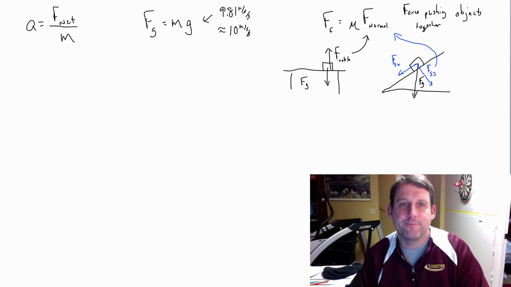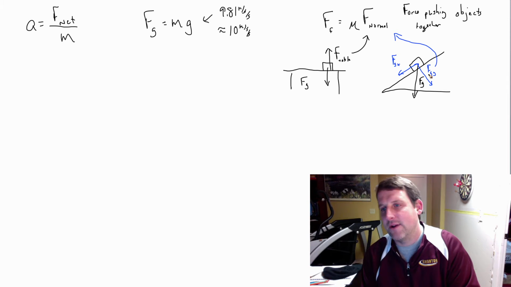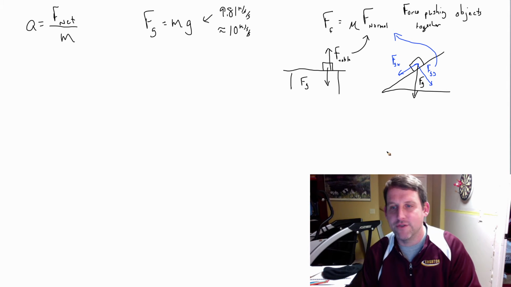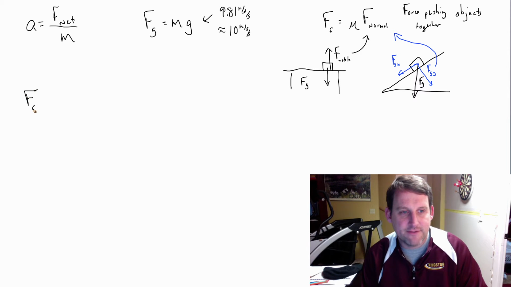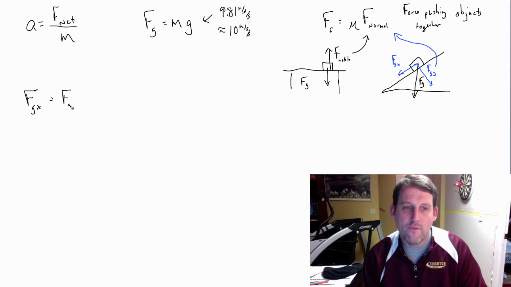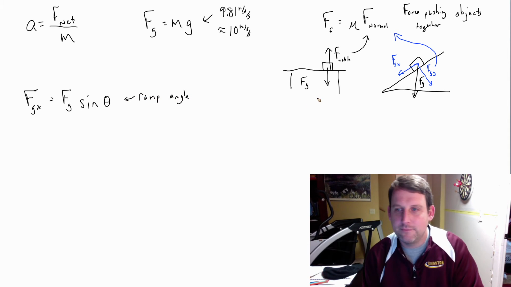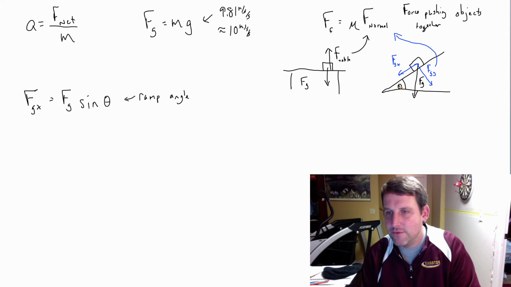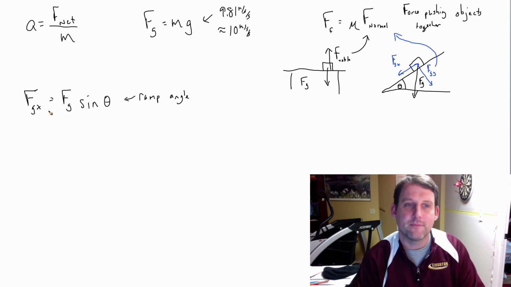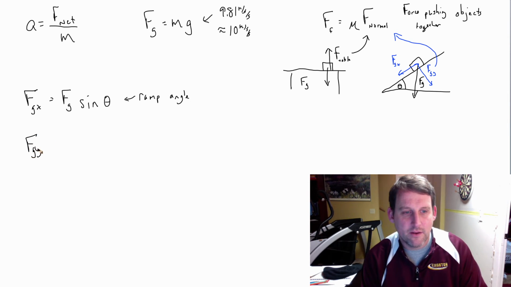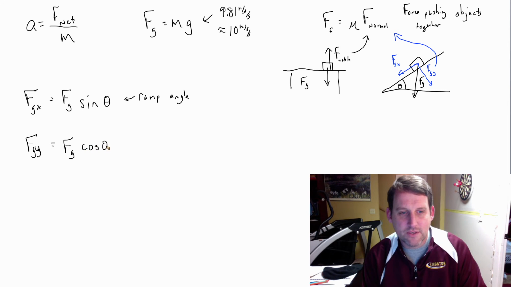Now the next thing I want to talk about is how to calculate F sub gy and F sub gx, and we've done this before. I'm just going to remind you. Remember that the other equations we have is that F sub g in the x, and this is going down parallel to the ramp, is equal to the overall weight, so the total weight of the object, times the sine of theta, where theta is the ramp angle. And that would be this angle here that you measure here. That would be theta, whatever that is. And then F sub g in the y is equal to F sub g, the total weight, times the cosine of theta. And again, that is the ramp angle.